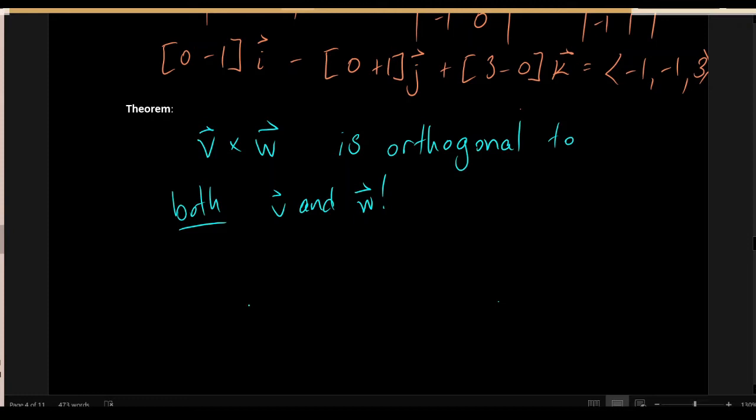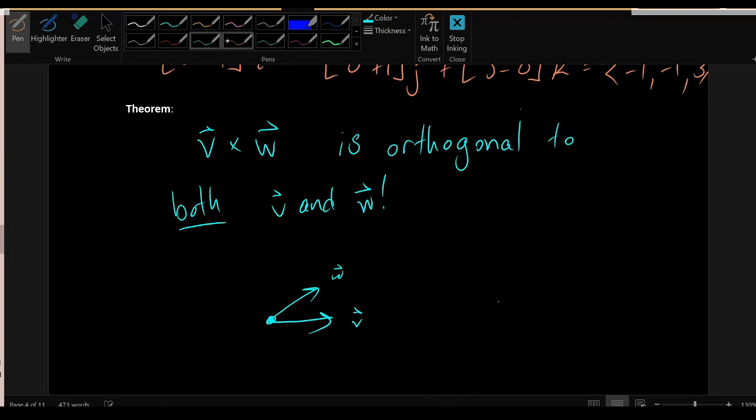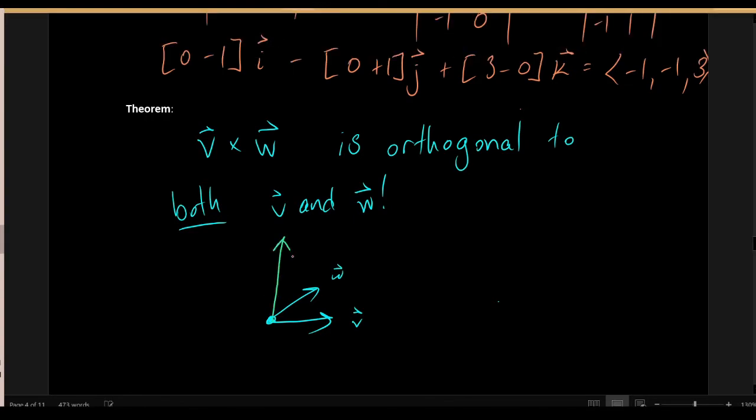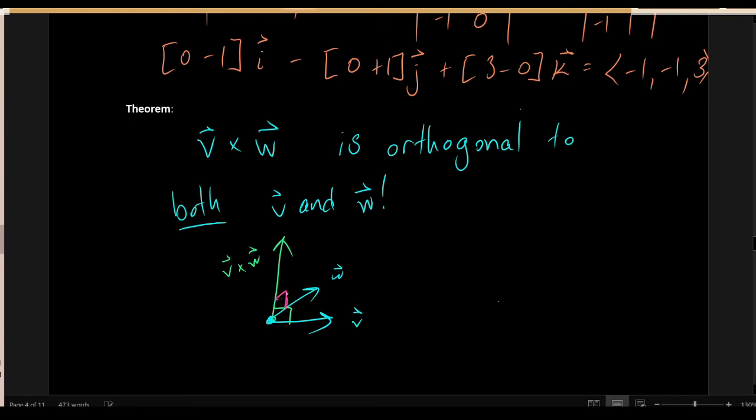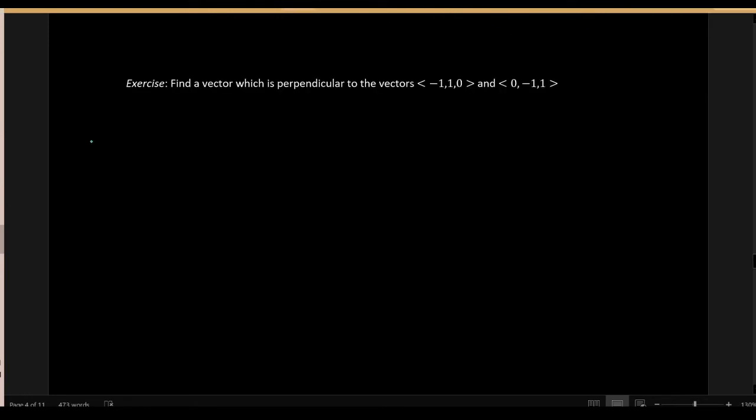So in other words, if the vector v, say, points horizontally, and the vector w, say, points front to back, then the vector v cross w will point straight up, and it will form a right angle not only with the vector v, but also with the vector w. Now this can be used in the following way.